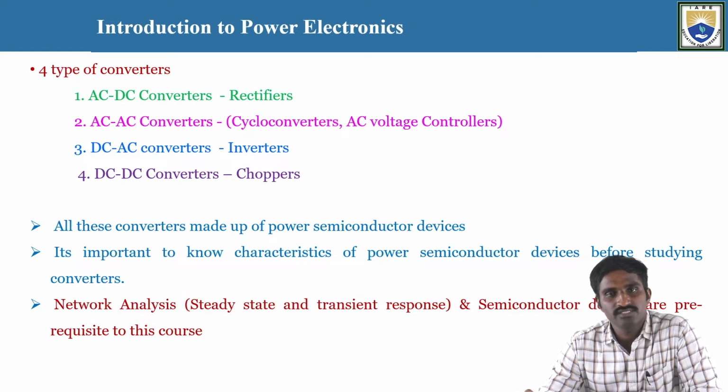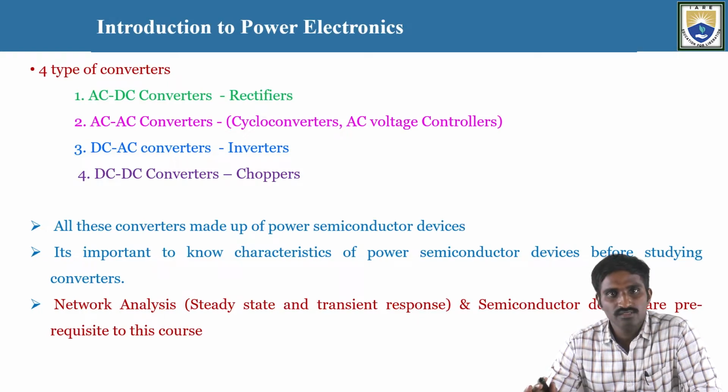As we know, AC is alternating current and DC is direct current. If you want to convert alternating current to direct current, we can use the AC to DC converter, which is called a rectifier. The function of the rectifier is to convert AC to DC. The second type is the AC to AC converter, of which there are 2 types: the cycloconverter and the AC voltage controller.